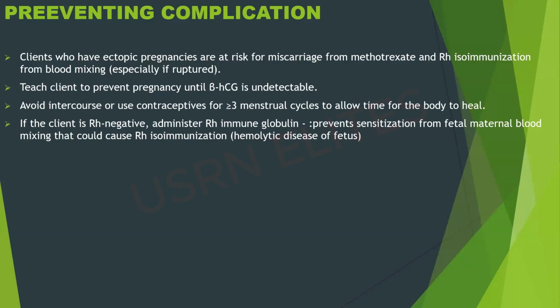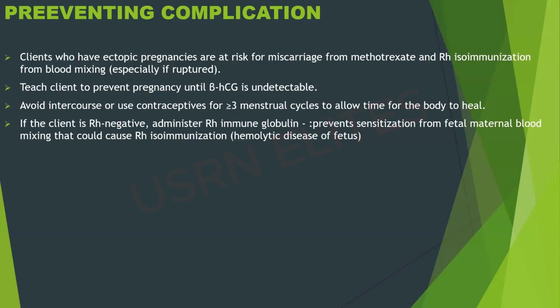We said that clients who have ectopic pregnancy are at risk of what? Miscarriage from methotrexate use. So once you use methotrexate, you are at risk of what? Miscarriage. All right. And Rh isoimmunization, what we learned yesterday.